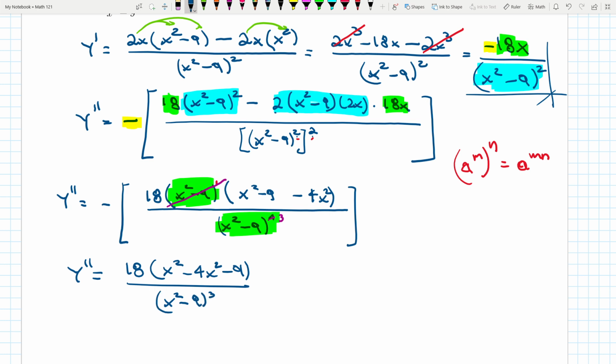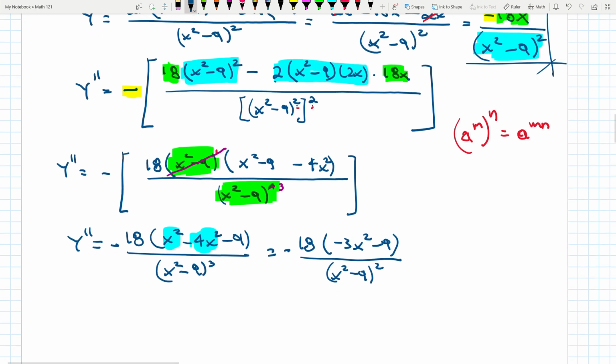And here we have a couple of like terms that we can combine. So 1x squared minus 4x squared, well, that's going to leave us with negative 3x squared minus 9. Don't forget the negative in the front. Negative 18, and that's going to be negative 3x squared minus 9 over x squared minus 9 quantity squared.